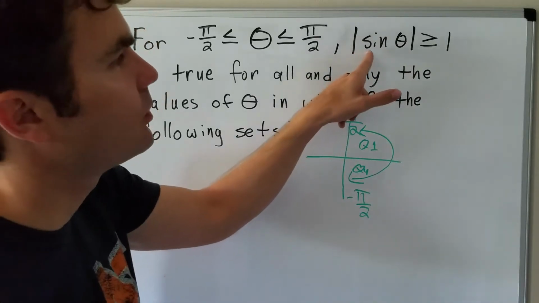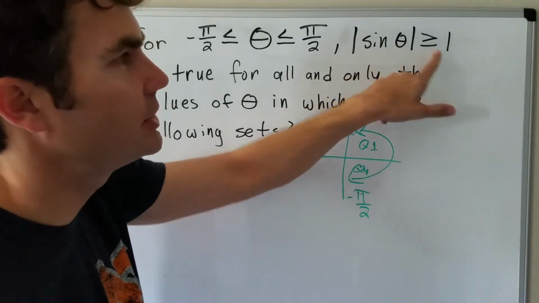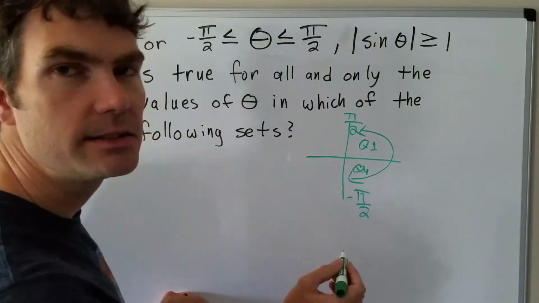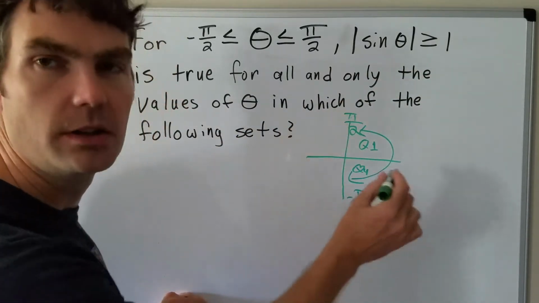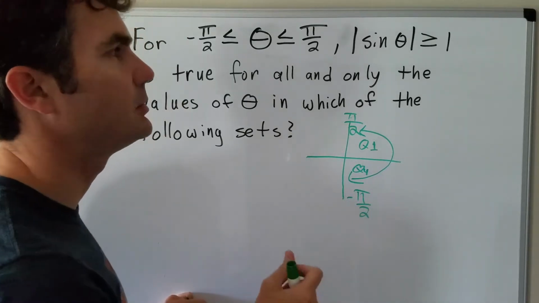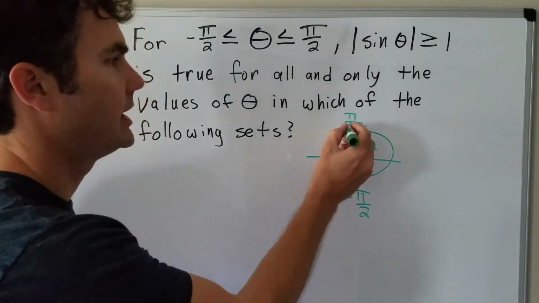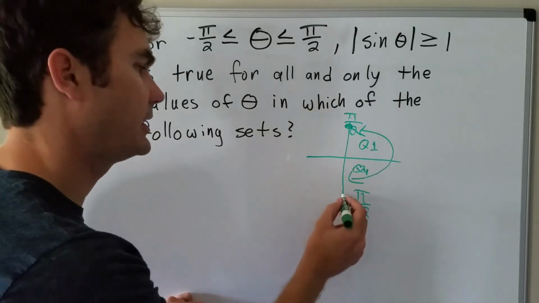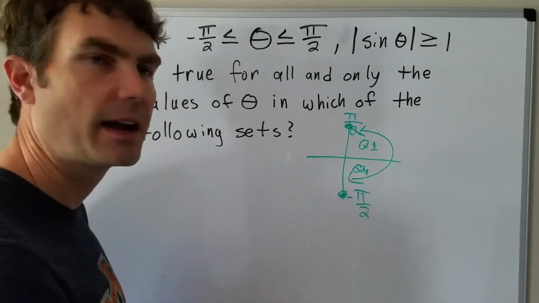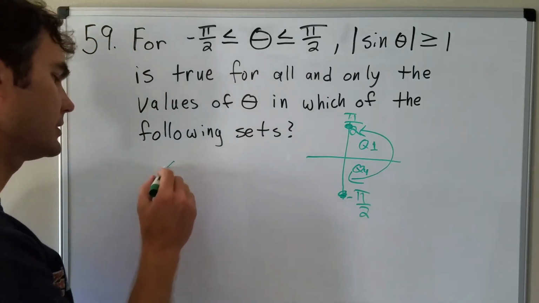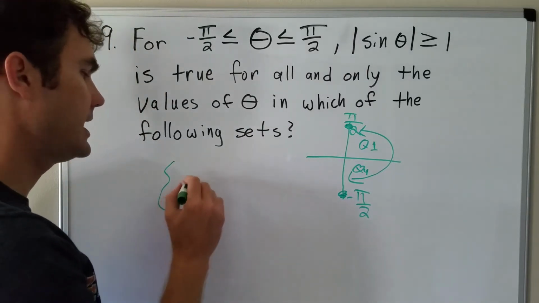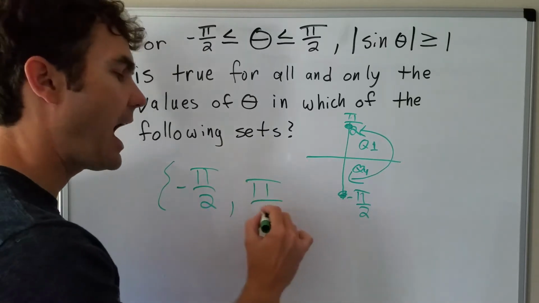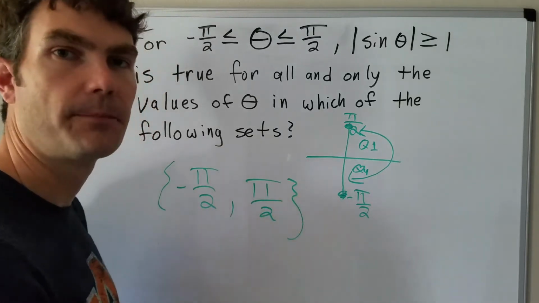So what are they asking us? Where is sine theta equal to 1 or negative 1? The only places on the entire unit circle where sine theta is equal to 1 or negative 1 are here at pi over 2, where it's equal to 1, and down at negative pi over 2, where it's equal to negative 1. So your answer here is negative pi over 2 and pi over 2 and nothing else.